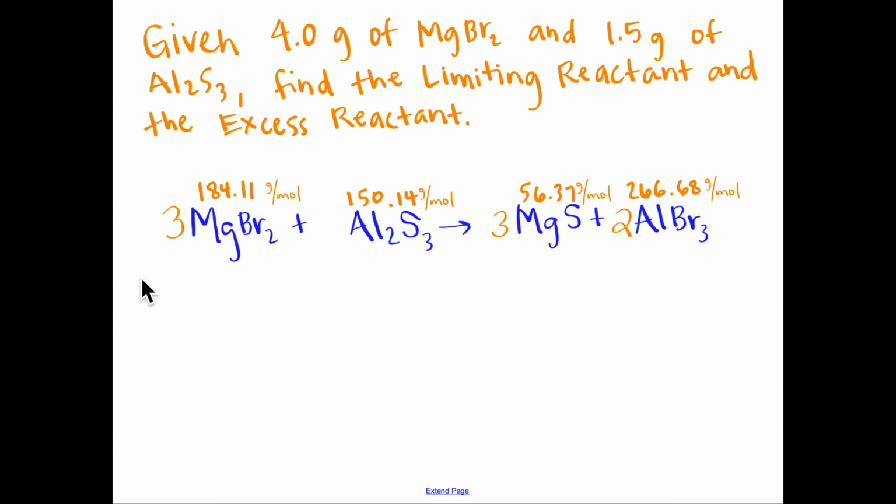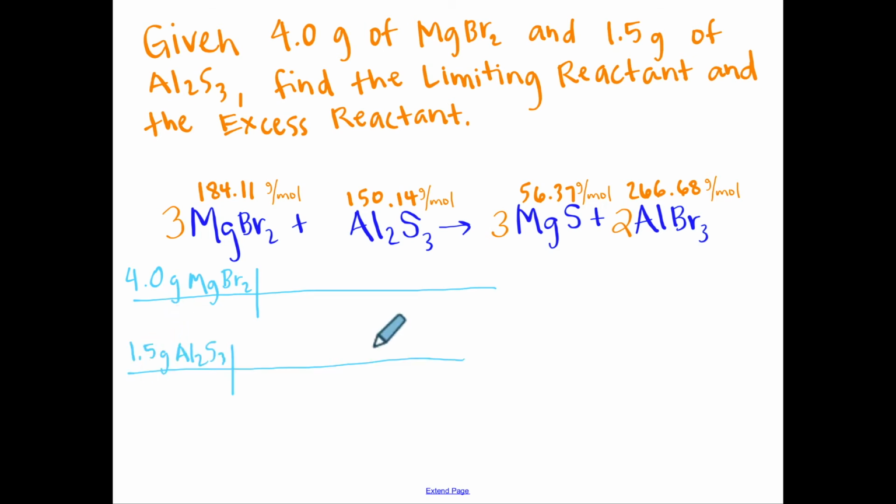And this problem is very similar to the last one, only instead of starting with moles, we're starting with grams. So we have 4 grams of MgBr2, and we have 1.5 grams of Al2S3. Okay, now as always with picket fences, we want to look and see what unit we have right here and put that same unit down here. So I'm going to put grams of MgBr2 down here. The only time we put grams into a picket fence is when we're using the molar mass. So we're going to put 184.11 grams down here. And then the molar mass is always equal to 1 mole. So we'll put 1 mole of MgBr2 up here.